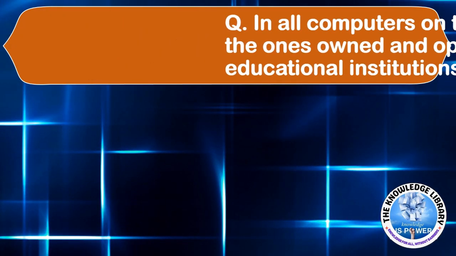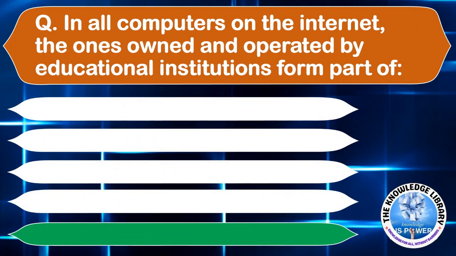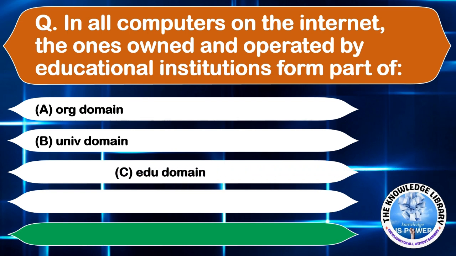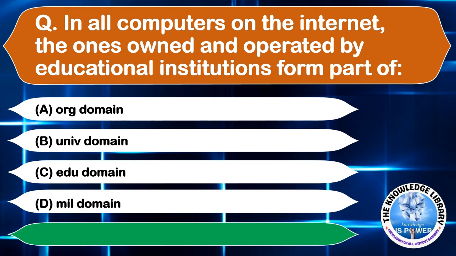The next question is, in all computers on the internet, the ones owned and operated by educational institutions form part of option A, ORG domain, option B, UNIV domain, option C, EDU domain, option D, MIL domain. The correct answer is option C, EDU domain.